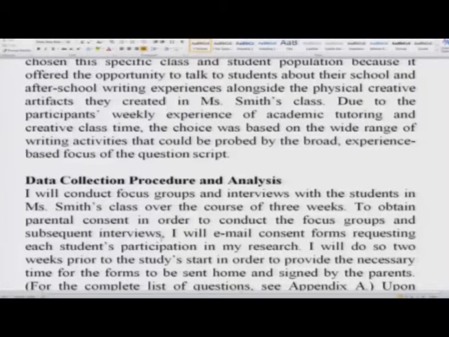So, here are details about participants. So, the writer says is going to focus on a person, Ms. Smith's class, then there are details about that person.